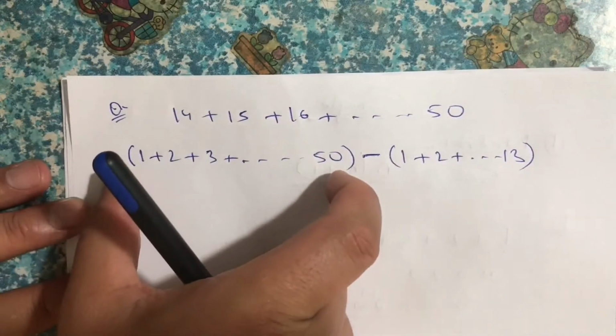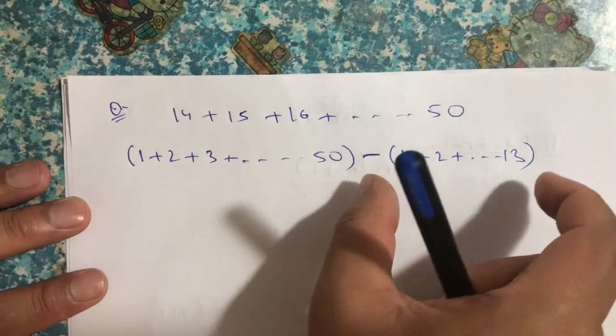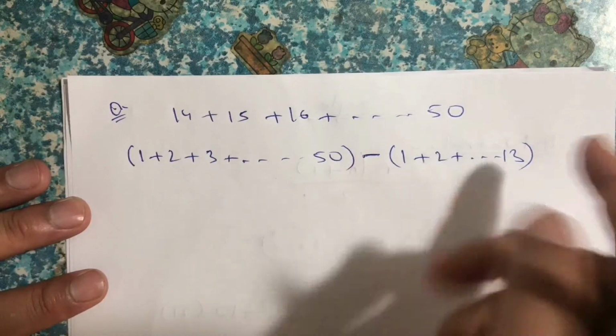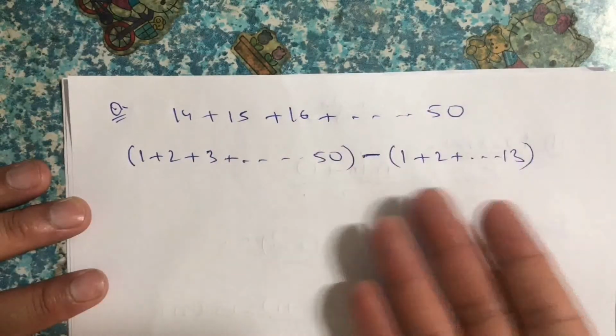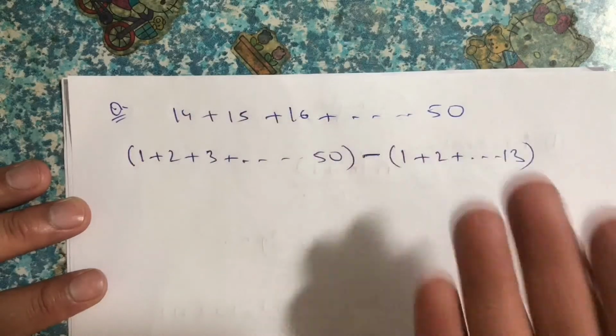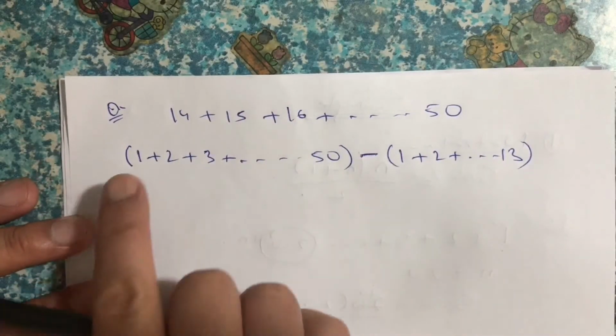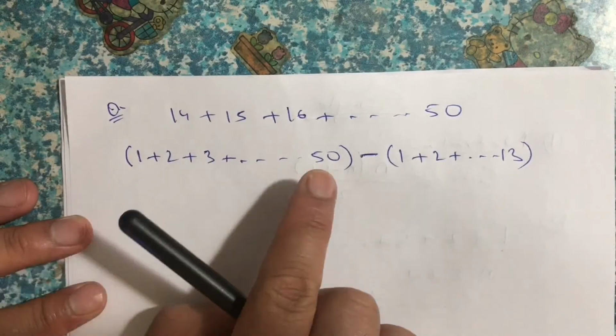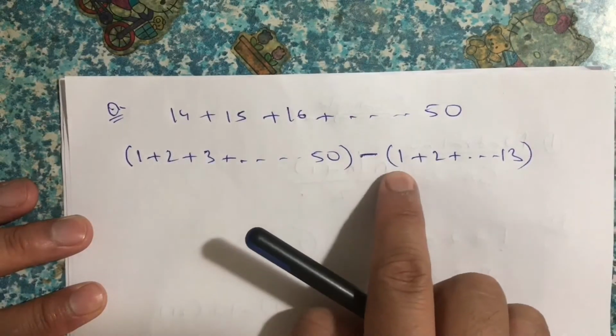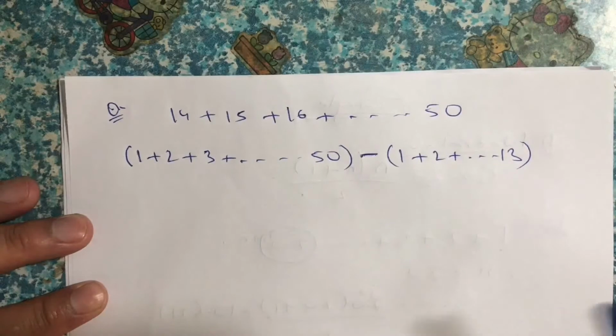So what I write is 1 to 50, and then minus the first 13 terms. If the ones get cancelled, then it starts from 14, 15, and then we get this. Now over here also we have the numbers starting from 1 and going up to 50. Over here also we have numbers starting from 1 going up to 13.